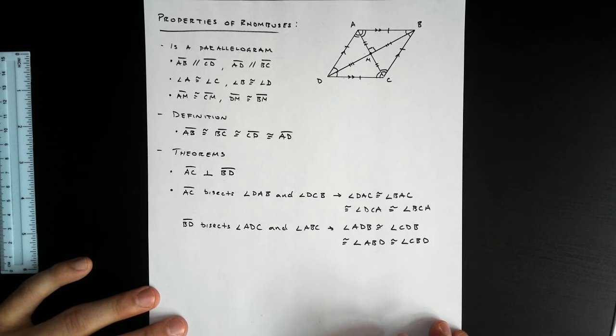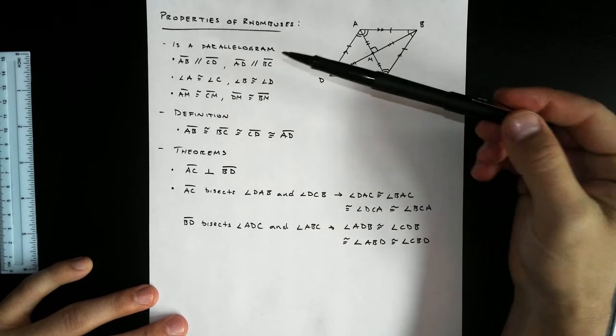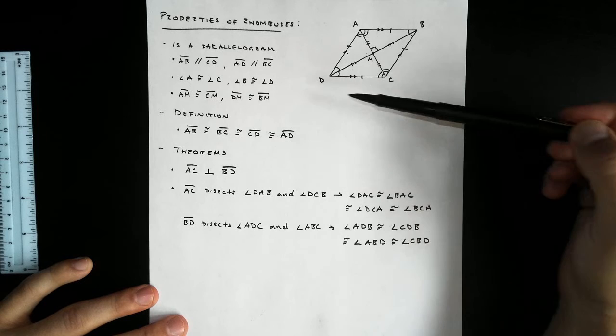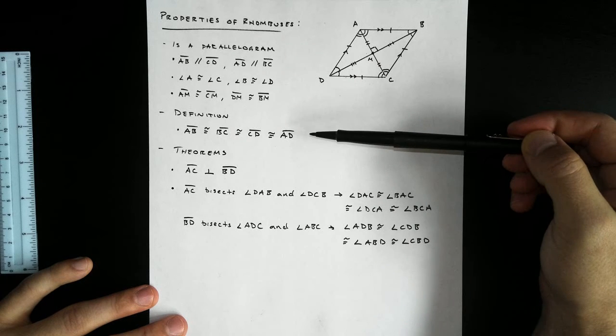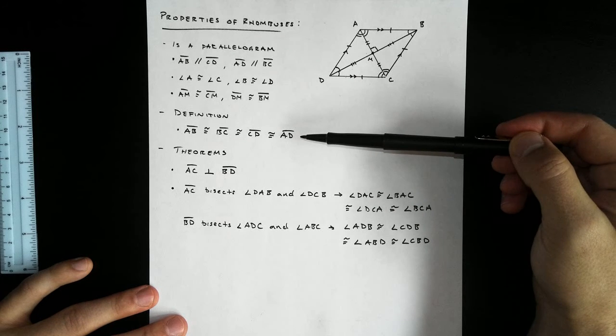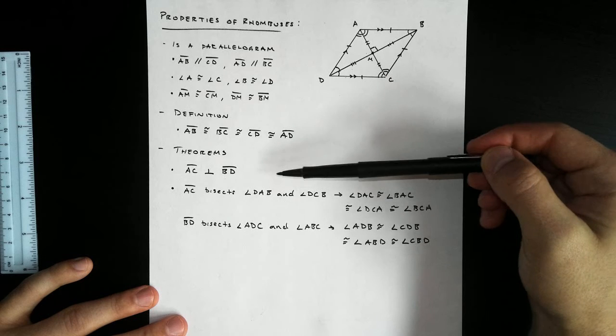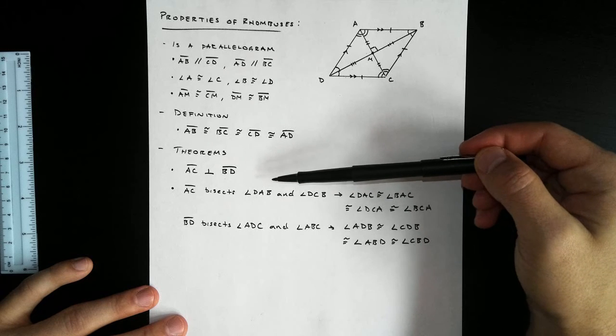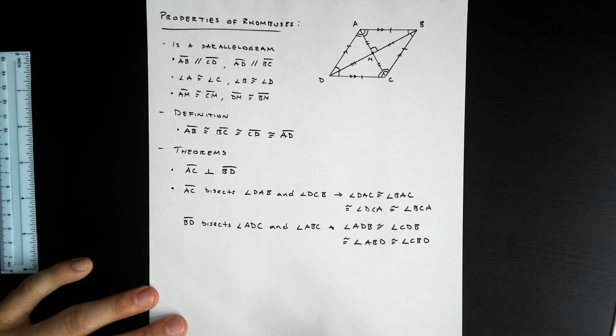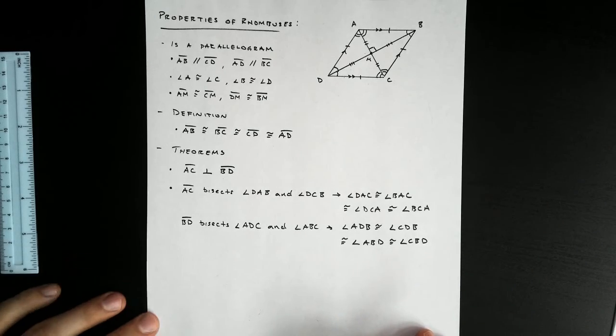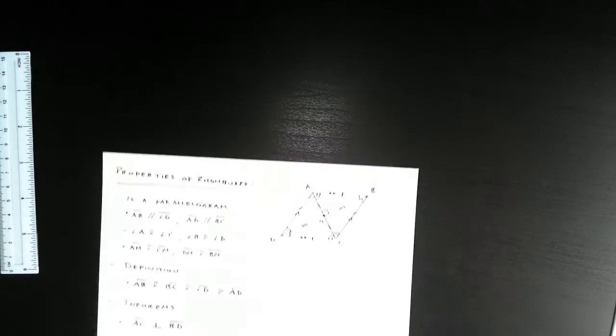So lots of properties of rhombuses. So again, everything for a parallelogram, that all applies. We have the definition that says that all the sides are the same. And then our special properties, the diagonals are congruent. The diagonals also bisect opposite angles. So let's use some of those properties in some examples.